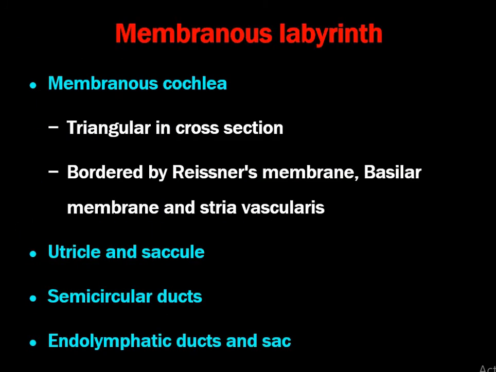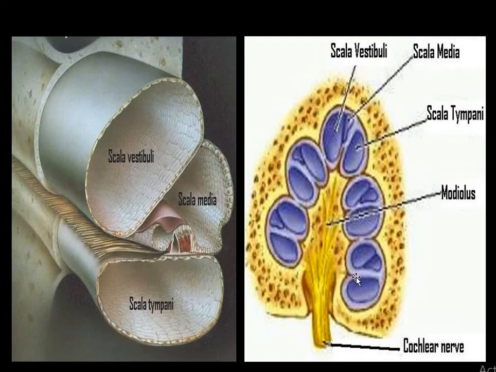Coming to membranous labyrinth, which contains membranous cochlea, which is triangular in cross section and bordered superiorly by Reissner's membrane, inferiorly by the basilar membrane, and laterally by stria vascularis, which secretes the endolymph. Utricle, saccule, semicircular ducts, endolymphatic sac, and duct. You can see here these are the different turns of cochlea in cross section. This is the scala vestibuli and this is scala tympani, the inferior one, and the scala media lying in the middle aspect. These are the nerve fibers.